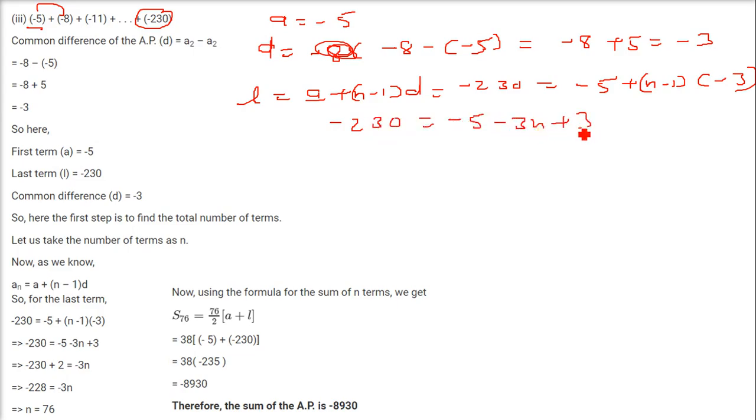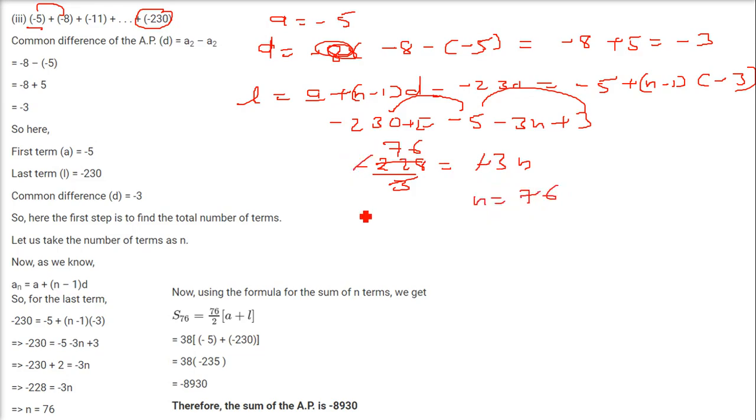So minus 5 plus 3 is minus 2, and we are bringing it here. So this is minus 2, and this is going to be plus 2 here. So this will be minus 228 is equal to minus 3n. Minus minus cancels out, divided by 3, n will be equal to, 3 7s are 21, 3 6s are 18, so you get n equal to 76.